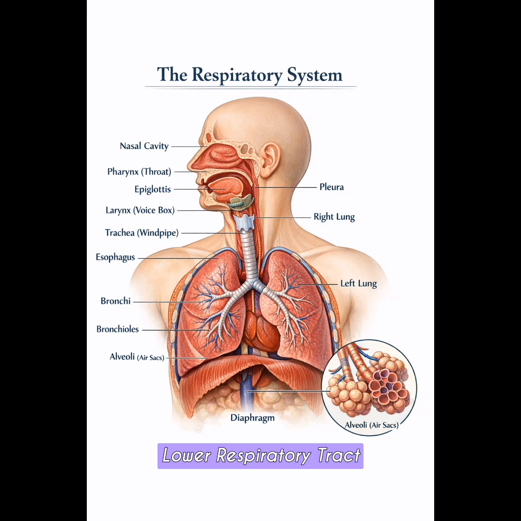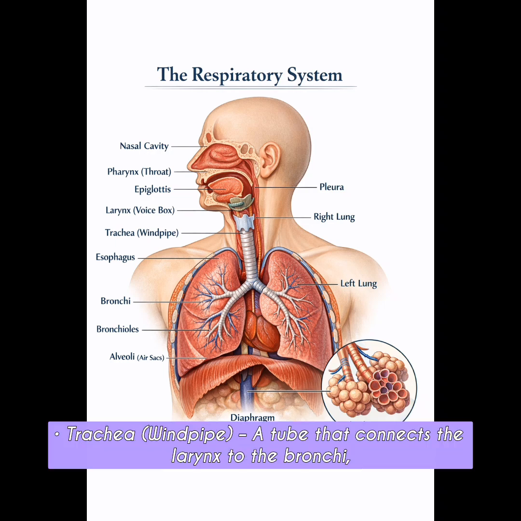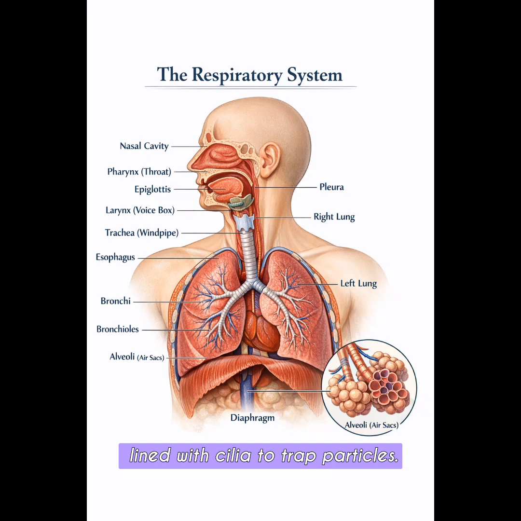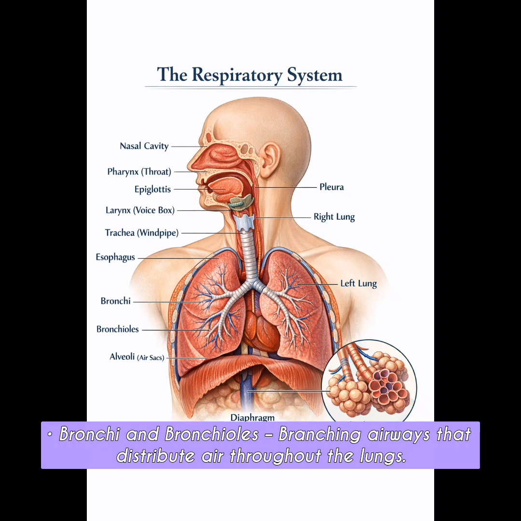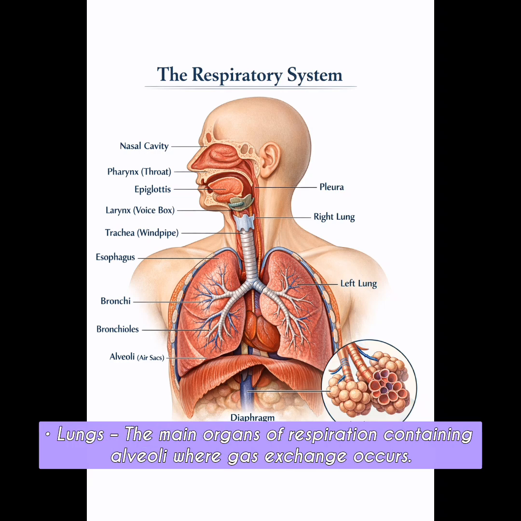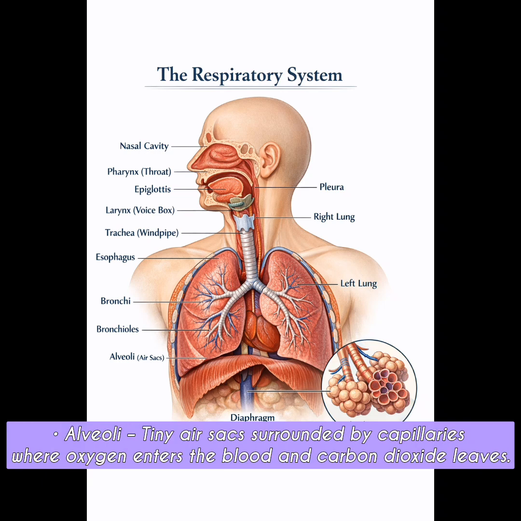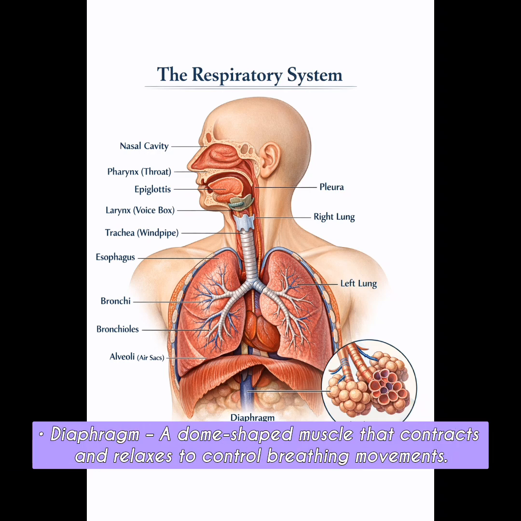Lower respiratory tract: trachea, the windpipe, a tube that connects the larynx to the bronchi, lined with cilia to trap particles. Bronchi and bronchioles, branching airways that distribute air throughout the lungs. Lungs, the main organs of respiration, containing alveoli where gas exchange occurs. Alveoli, tiny air sacs surrounded by capillaries where oxygen enters the blood and carbon dioxide leaves. Diaphragm, a dome-shaped muscle that contracts and relaxes to control breathing movements.